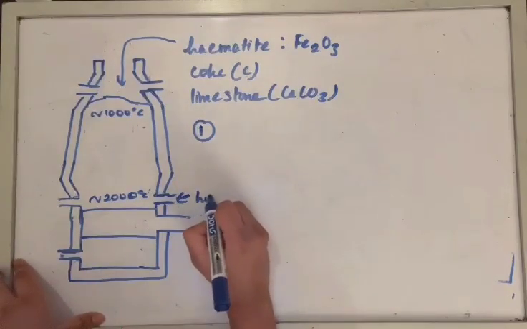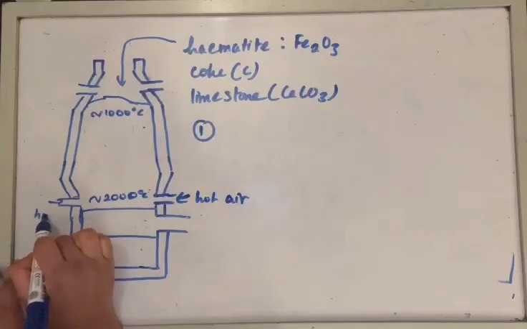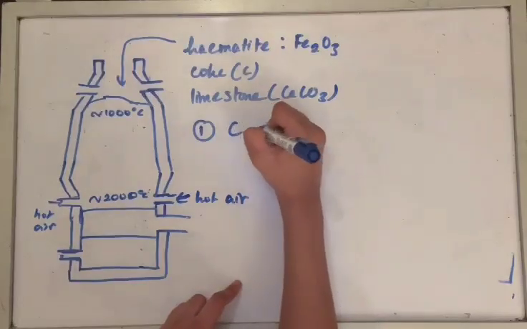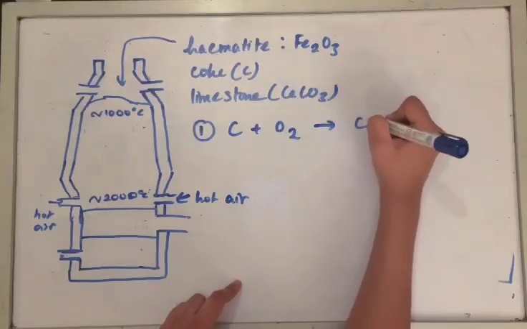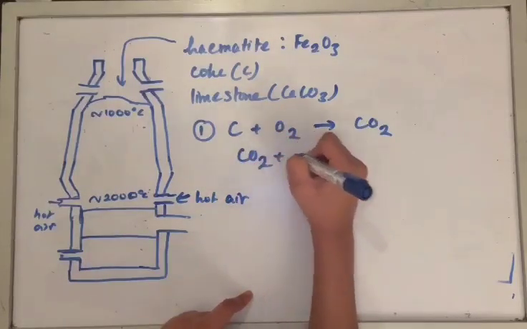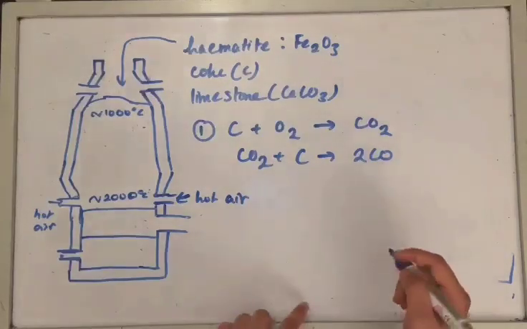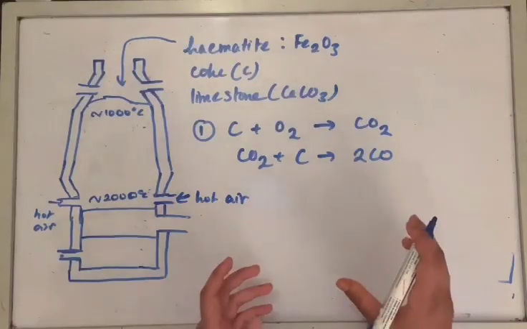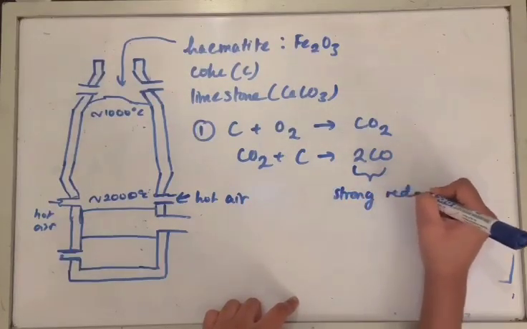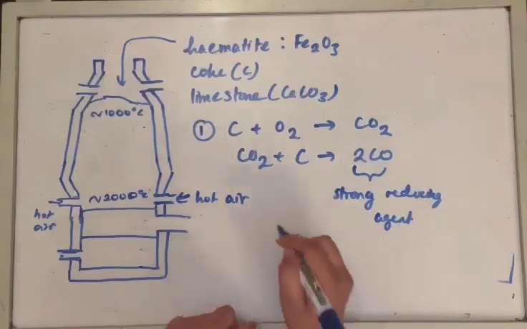Now hot air is being pumped into the blast furnace through these vents. The hot air contains oxygen, which will react with the carbon to produce carbon dioxide. Once more coke is added, the carbon dioxide can react with it to produce carbon monoxide. While carbon monoxide is quite dangerous, it's actually a very strong reducing agent, stronger than carbon. So this is good. We've basically made a very strong reducing agent.